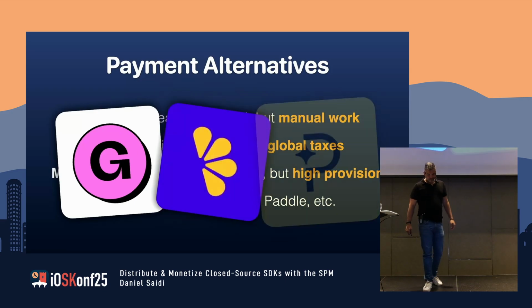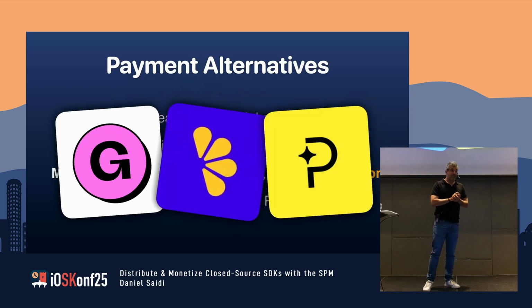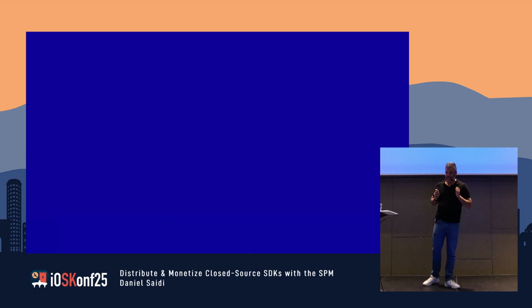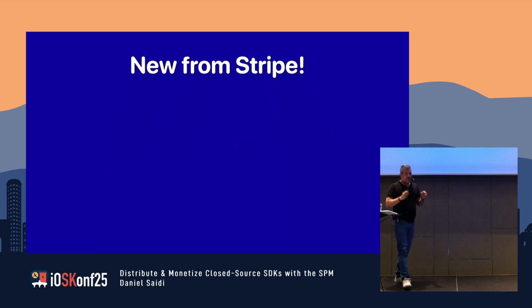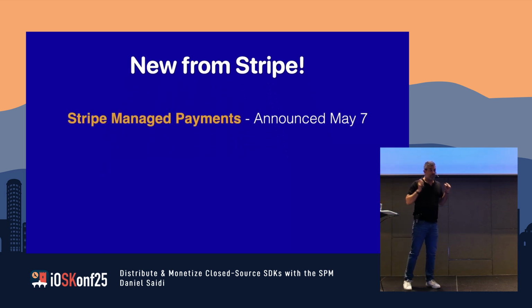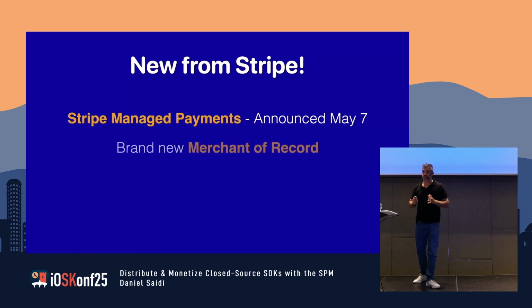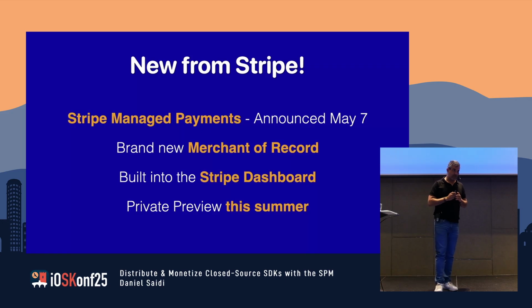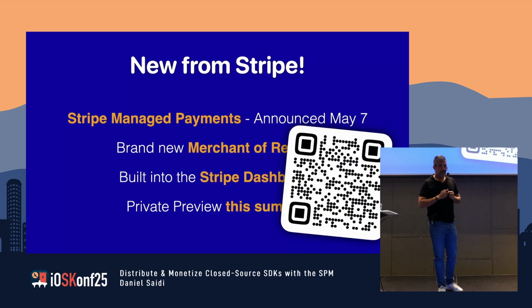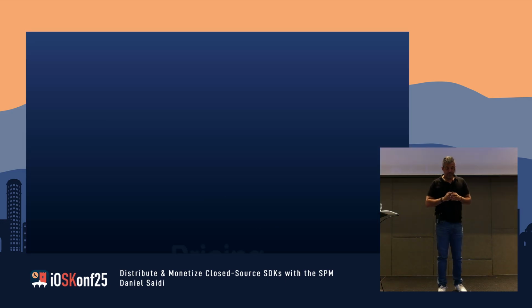You also have Lemon Squeezy and Paddle. They sit at 5% each. And there's a new player in town. Just announced from Stripe, which owns Lemon Squeezy, so this is a little bit strange. Stripe just announced something called Stripe Managed Payments. So this is a merchant of record built into the Stripe dashboard. It's going to be in private preview this summer, so I think you should check it out.